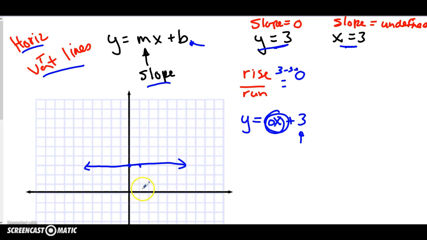And here your run, or what your delta x is, the change here, is 1. And 0 over 1, remember, is 0. It's not undefined. We'll get to undefined in a second. So if you look at this guy here, this has a slope of nothing, and by nothing I mean 0. Then if you write this in here, y equals 0 times x plus 3. 0 times anything is 0, so y equals 0 plus 3, y equals 3. Okay, so that's that.